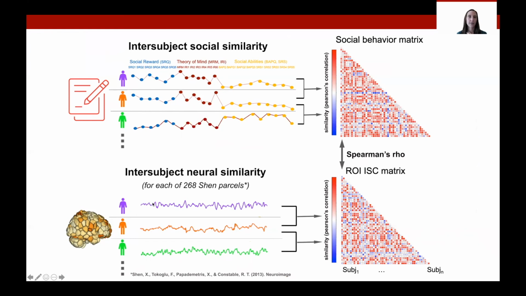Here we used the Shen parcellation with 268 parcels, and could then get a matrix of each individual's pairwise correlations across each of those parcels. So then you can calculate the correlation between the social similarity and the ISC. And that comparison can help us to understand the factors that might be associated with variability in ISC in these higher order social brain regions.